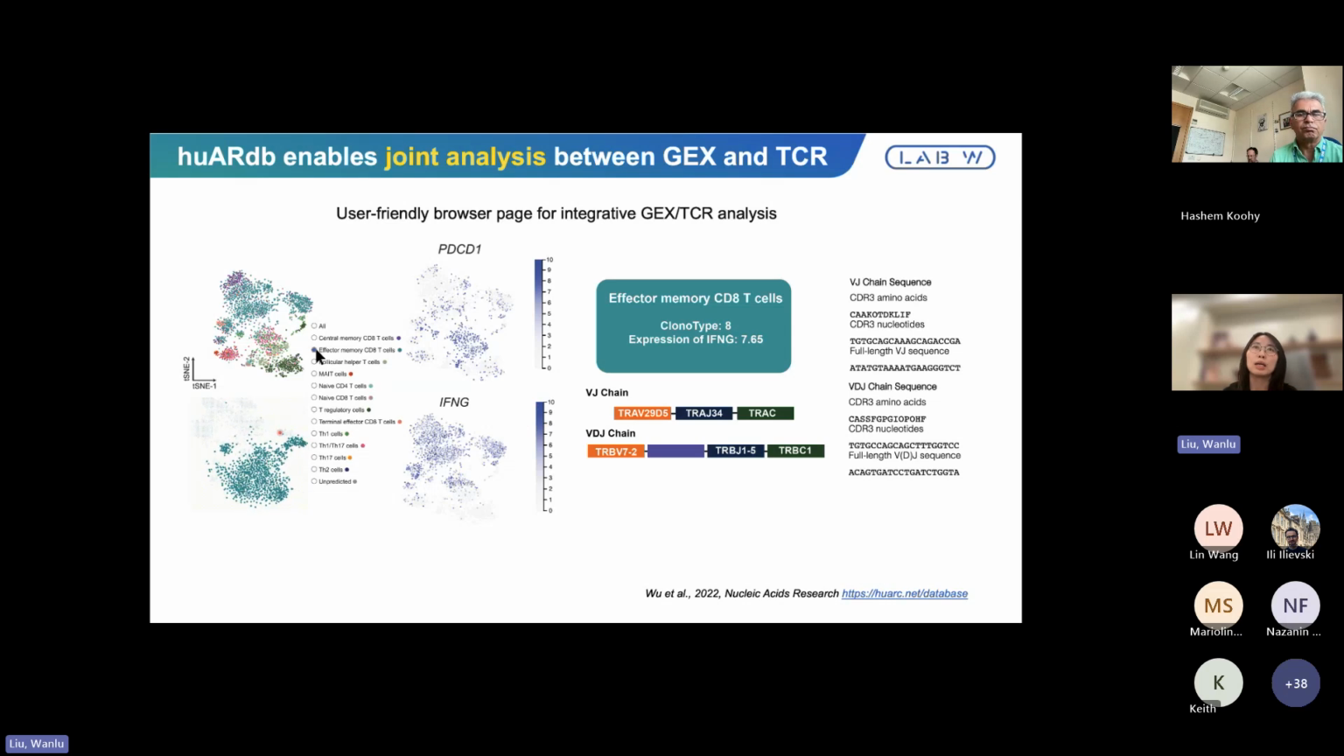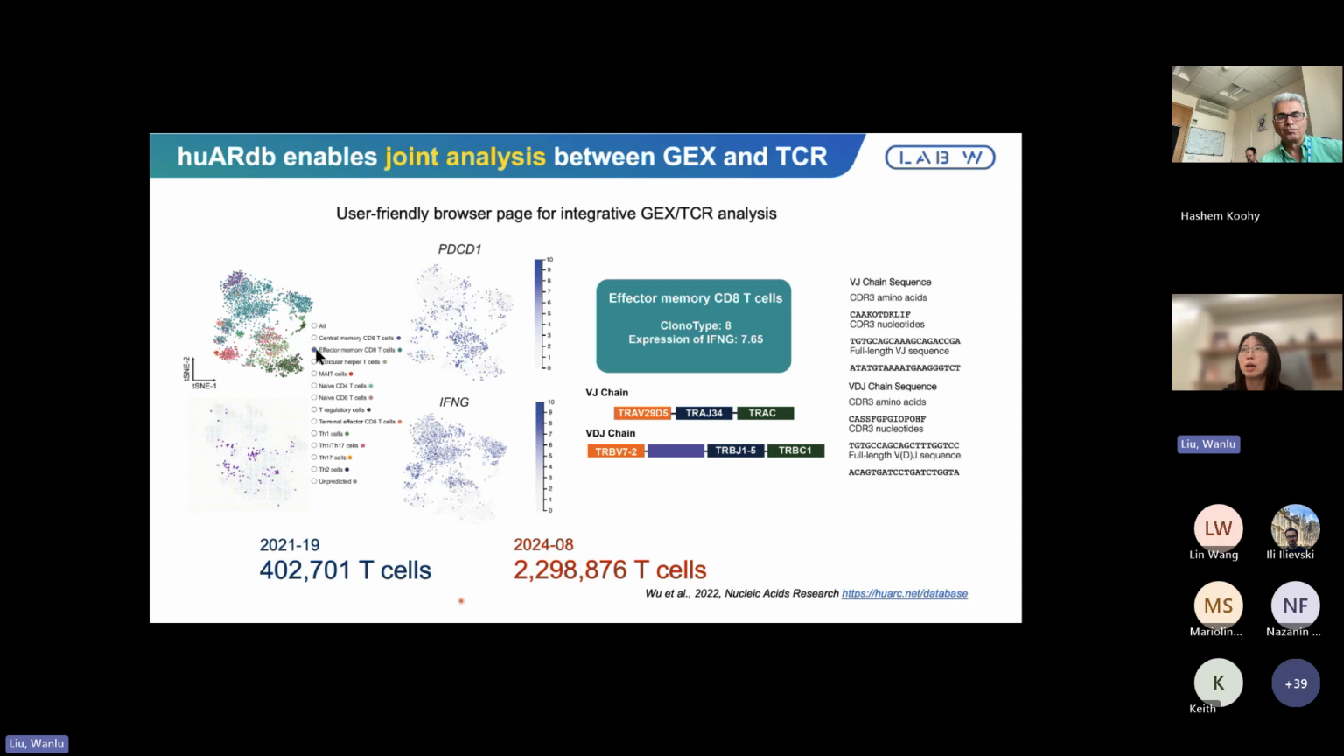At the same time, if you click on each of those T cells in the database, it will also tell you the T cell receptor information, including the VJ gene usage, and very importantly, the CDR3 amino acids, which may allow downstream validations for immunologists. So in the first version of our database, we collected about 400,000 T cells with both their transcriptome and TCR alpha beta information.